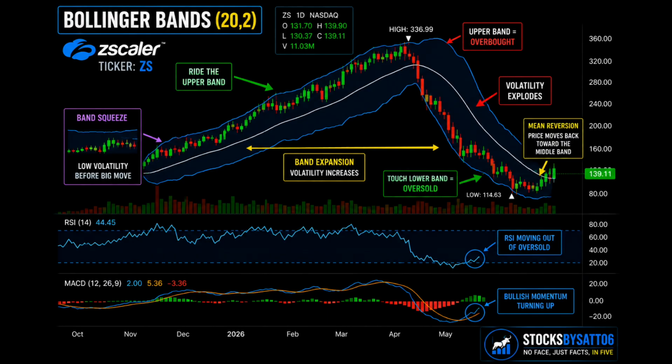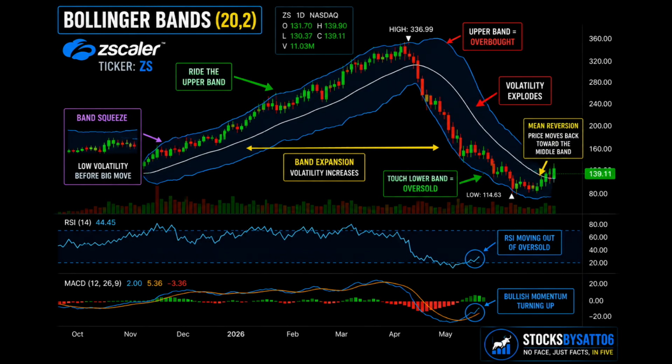The result was a massive sell-off, and this is where Bollinger Bands become incredibly valuable. Notice how quickly price moved from the upper band toward the lower band. That's a sign that volatility exploded. The stock wasn't simply declining, it was moving far away from its average price in a very short period of time. When traders see price rapidly approaching or moving outside a Bollinger Band, it tells them the stock may be becoming overextended.